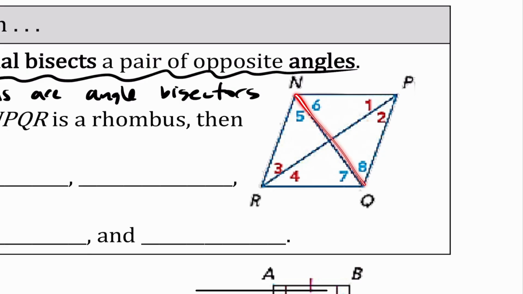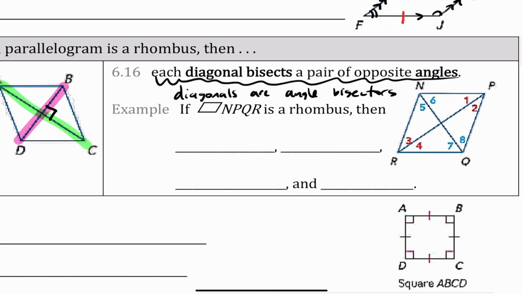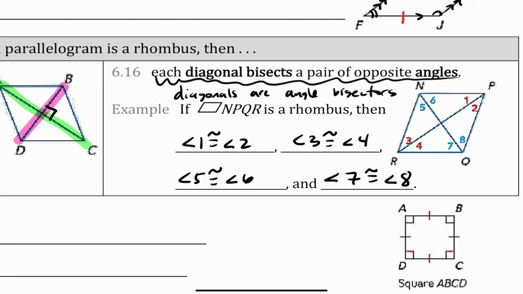If we look at this diagonal over here, it's the same idea. This diagonal is going to split angle N into two congruent angles, and it's going to split Q into two congruent angles. So that means if parallelogram NPQR is a rhombus, then angle 1 is congruent to angle 2, angle 3 is congruent to angle 4, angle 5 is congruent to angle 6, and angle 7 is congruent to angle 8.